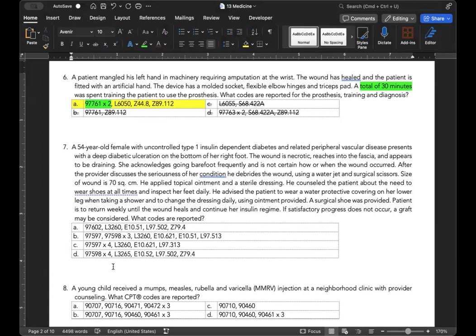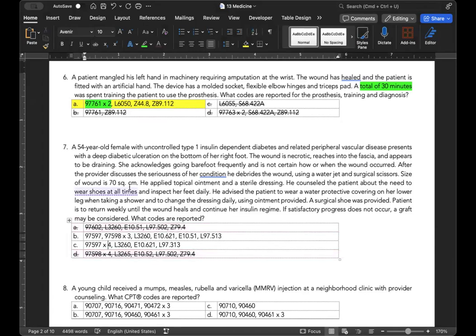So 97597 is debridement of an open wound, including any topical applications, wound assessment, use of whirlpool when performed, and then instructions for ongoing care per session, with total wound surface area of the first 20 square centimeters or less. Yep. So 97597 is one of the codes that we need to choose, right?